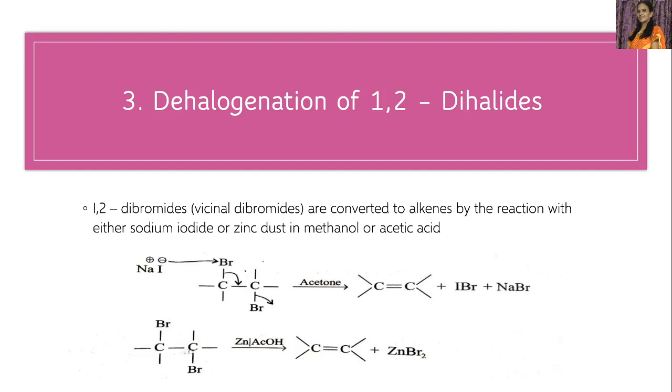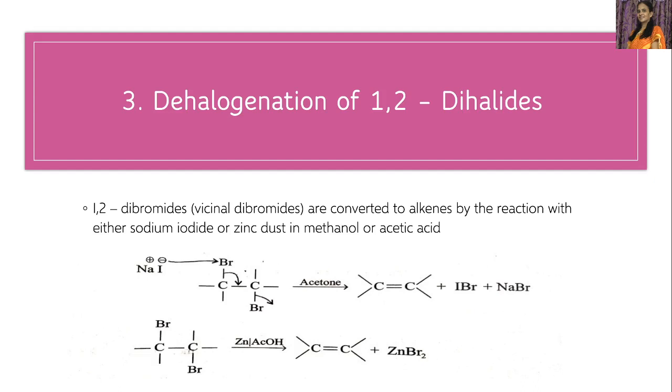Generally we use vicinal dibromides. 1,2 dibromides are vicinal dibromides. Vicinal means that the two halogen atoms are present on adjacent carbon atoms; then it is known as vicinal dihalide. When two halogens are present on the same carbon atom, it is called geminal dihalide. So here in this reaction we considered vicinal dihalide.